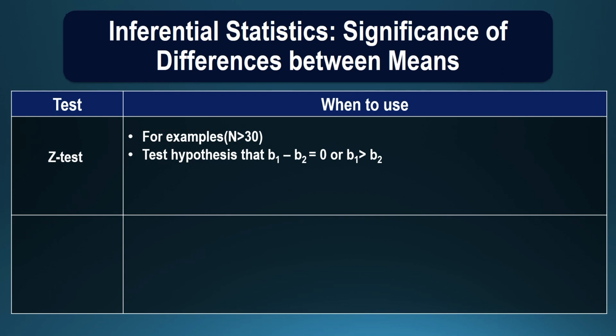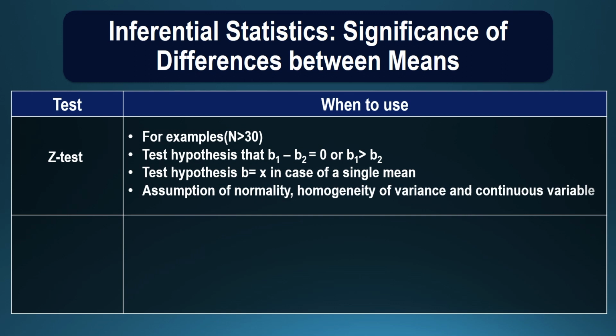B1 is greater than or equal to B2, or B1 minus B2 is equal to 0. Or you test the hypothesis that B is equal to X in case of a single mean. And there are certain assumptions which the data set needs to fulfill, and these include that scores are normally distributed and there is homogeneity of variance between the sets, and the scores are available, the variable is continuous.